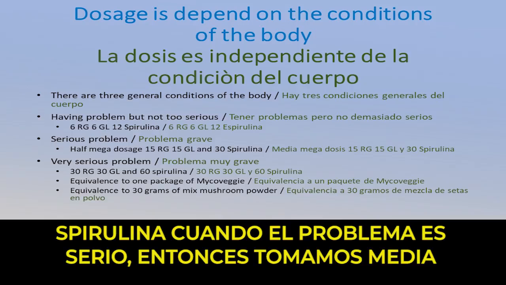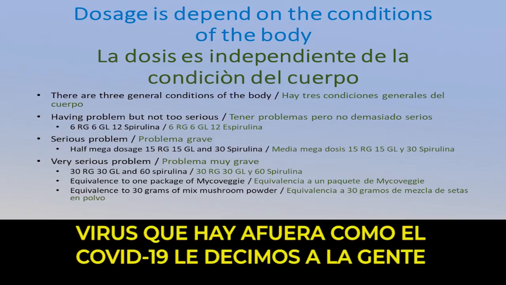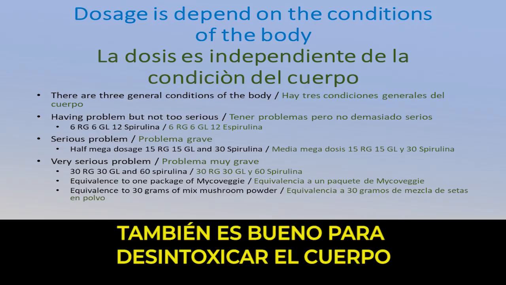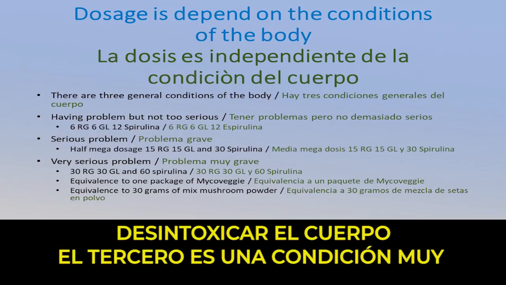Then when the problem is serious, we go for half mega dosage, 15 Rg, 15 Gl, then about 15 to 30 spirulina. Like now, there are many viruses in the market, the endemic of COVID-19 and everything. So we ask people to use half mega dosage now for prevention. This is also good to detox the body, so we can take it for 1 month, 2 months to detox the body.